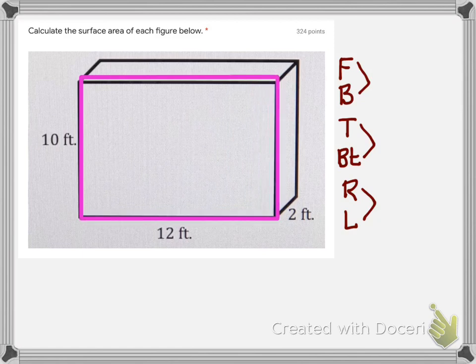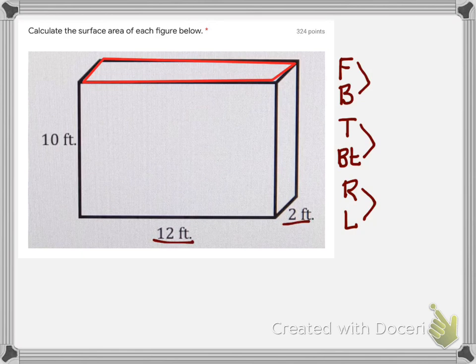Front is about there, right? That's a 10 by 12. And then the top's going to be this one. Let's get it close anyway. There's the top. Okay, the top, that's going to be a 12 by 2. All right, you can see the 12 by 2 here. That's this horizontal line and that diagonal line. So 12 by 2 is the top. And the bottom obviously will be the same.